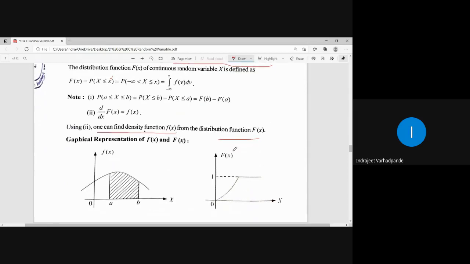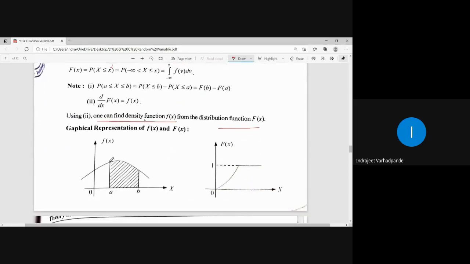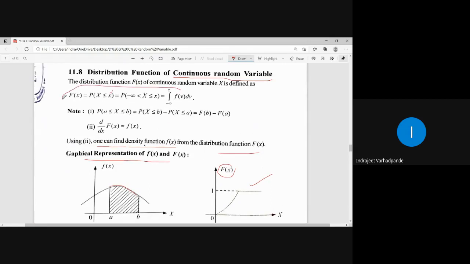This is the graphical representation. Small f of x is bounded between the limits a to b, and this is your distribution function, capital F of x. No need to draw this graphical representation, only understand how it is drawn. This formula you have to keep in mind. How is capital F of x, the distribution function, given for the continuous random variable? Minus infinity to x f of v dv.